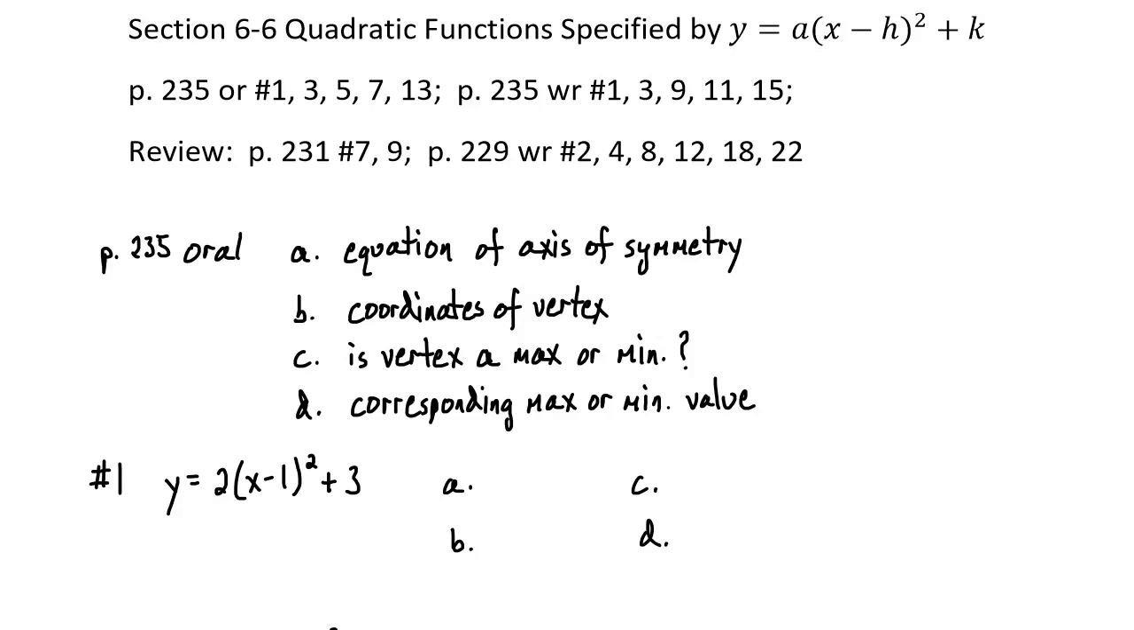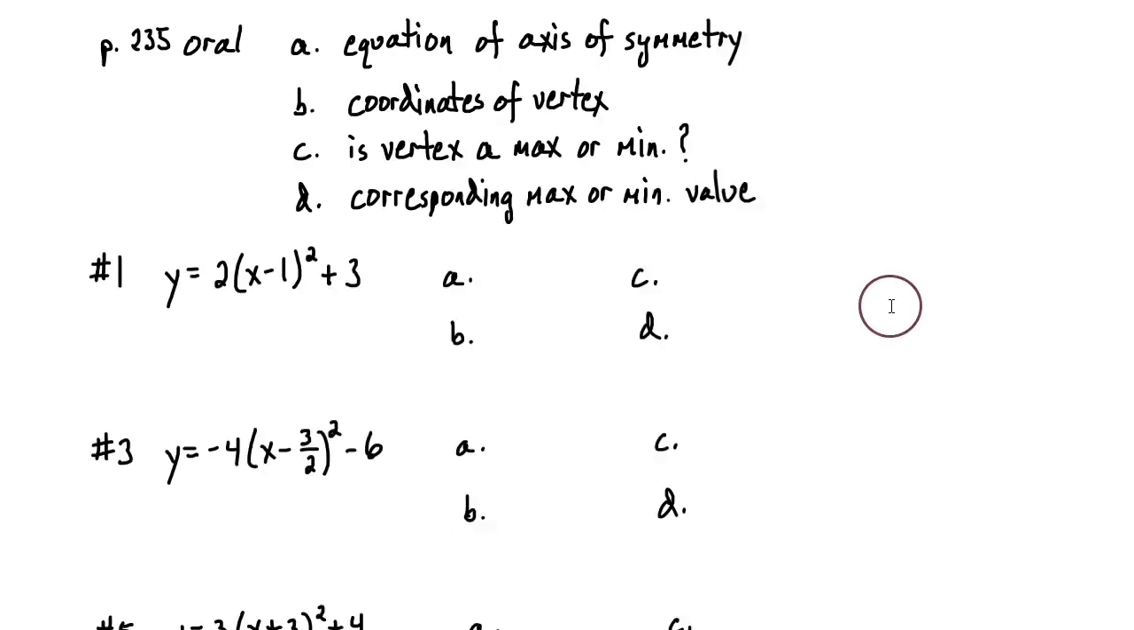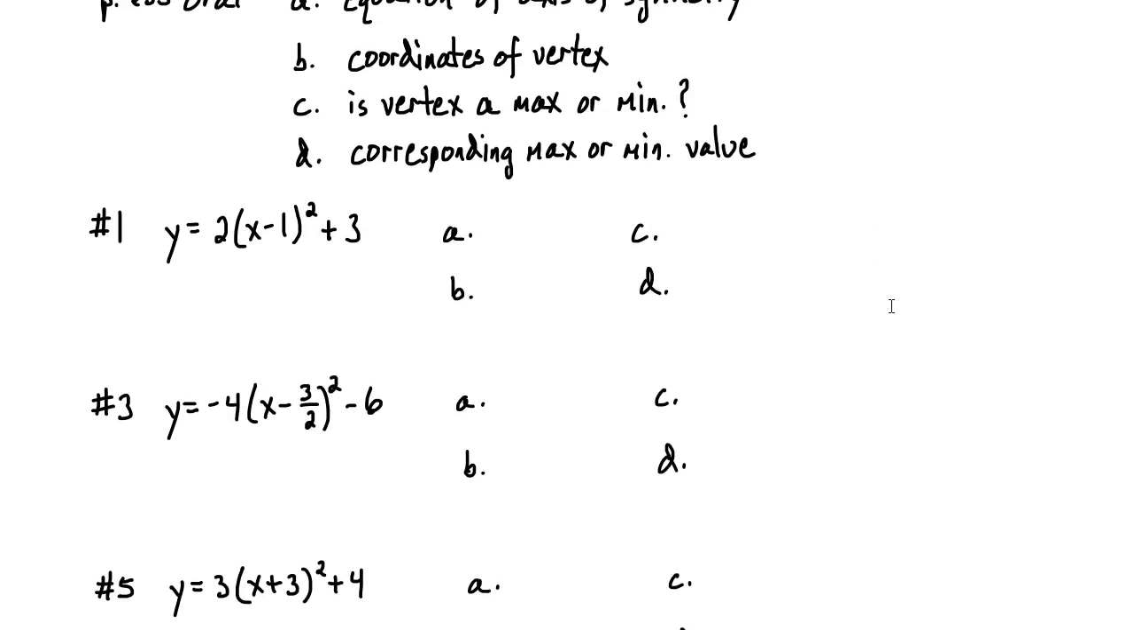Here are the answers for the section 6-6 homework, starting on page 235. We're asked for four different things from the equation. We need the axis of symmetry, the vertex, is the vertex a maximum or minimum, and then what's the corresponding maximum or minimum value at that vertex. So in each of these questions we're given an equation.